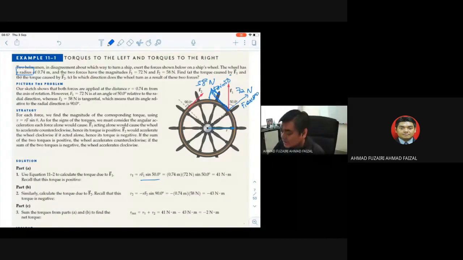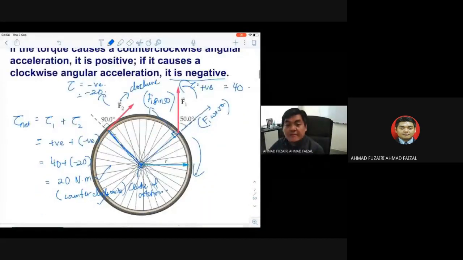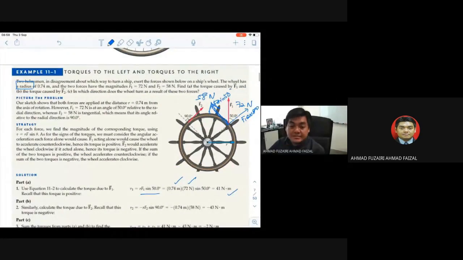Okay, again, now take out your calculators, try to punch in the value 0.74 meters for R, times 72 sine 50. So you will get 41 Newton meter. And of course, the directions play an important role here. Why is it a positive value? Because F1, as I mentioned, is going in the counterclockwise direction, and that's why we get F1 as a positive value.